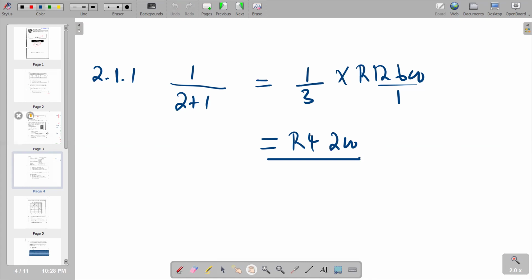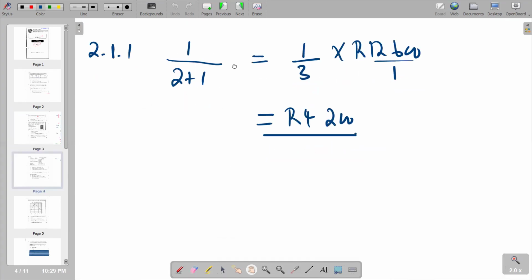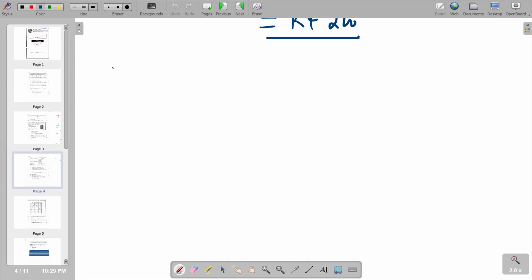So from there, we can move on to the next part of our question, which is 2.1.2: calculate the total amount Miss Kaba will give her children as a percentage of the amount she received. So basically, I think it is 4,200 rand over 12,600 for the total bonus, and then you multiply by 100 over 1. So we can just divide.